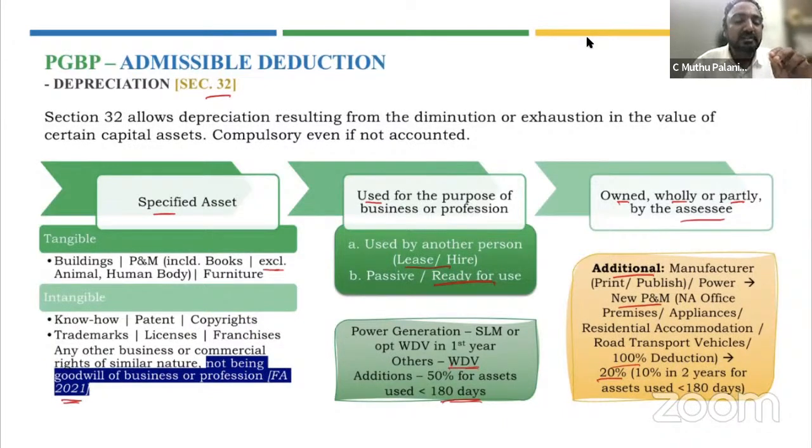So if your question says a new plant and machinery was purchased by the assessee in December 2021, please remember it was used less than 180 days in financial year 21-22, which means in financial year 22-23, you can claim balance additional depreciation. So the additional 10% can be claimed in financial year 22-23. That's why we say 10% will be claimed for 2 years. The asset is used less than 180 days. Clear with this concept? So that is section 32.